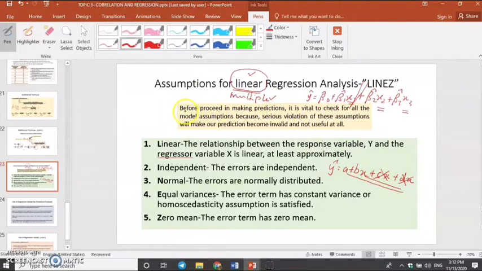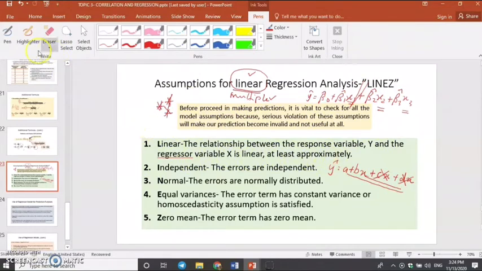Okay, before proceed in making prediction, it is vital to check for all the model assumption, because serious violation of this assumption will make our prediction become invalid and not useful. So sangat penting you kena tahu dia punya assumption dulu, which is linearity. Dia punya keyword dia adalah linearity. Okay, looking for the first one, which is linear, the relationship between the response variable of y and the regressor variable x is linear and is approximately.